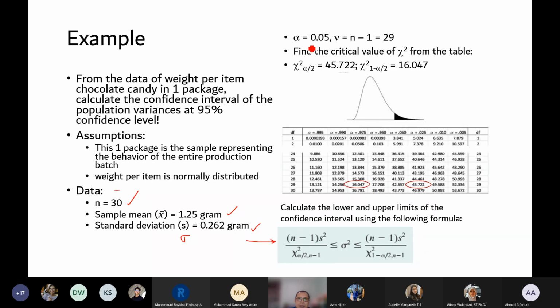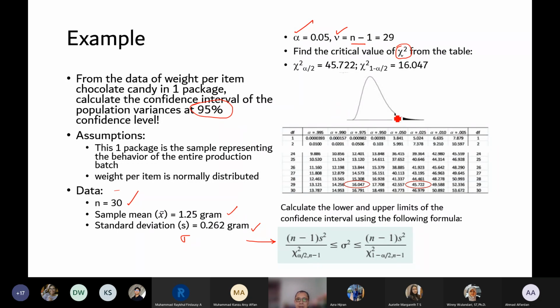Now let's work this out. So we set alpha to be 5% because we're using a 95% confidence level. So the alpha is 100% minus 95, right? The degree of freedom is, in this case, n minus 1. N is 30, so n minus 1 is 29. Now let's find the critical values, or the limit values, of chi-square from the table. Remember, we need to find two values.